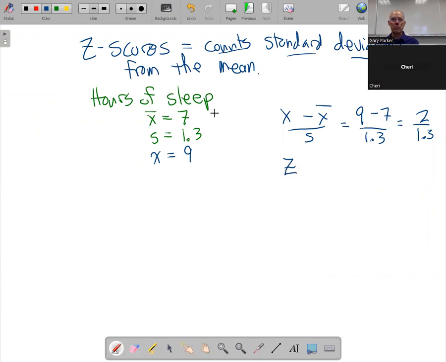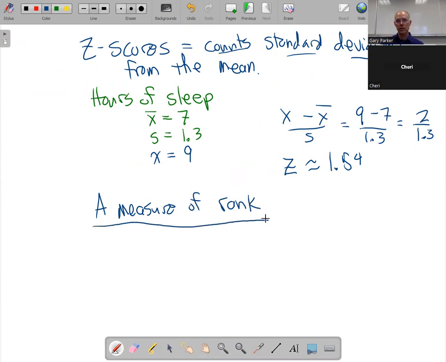So for this mean and standard deviation, hours of sleep of 9 has a z-score of about 1.54, or 1.54 standard deviations away from the mean. And this is, again, just a way of ranking a particular value in a data set. So z-scores are also a measure of rank, like percentiles are. Just a different way to take a look at it.